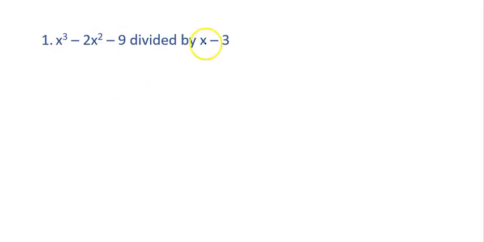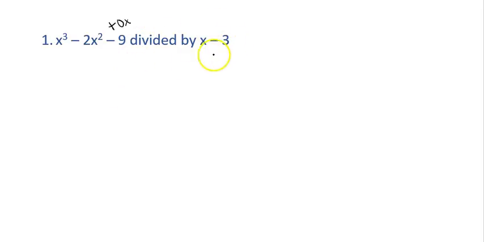So for our first example, we have this polynomial x cubed minus 2x squared minus 9 divided by x minus 3. The first thing I want you to notice is that it goes x cubed, x squared, and then it doesn't have a plain x. If it doesn't have a plain x, you're going to have to put in a 0x. Otherwise, it's not going to work. You're going to get stuck.